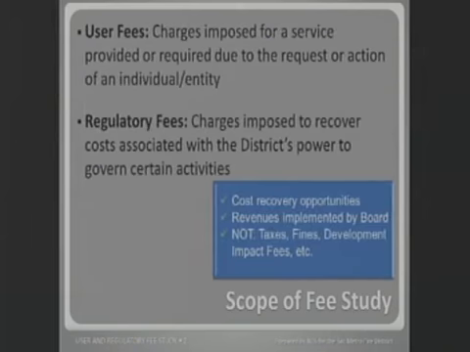There is a difference between a user fee and a regulatory fee. A user fee is a charge imposed for a service provided or required due to the request or action of an individual or entity. It's a voluntary service, and a regulatory fee usually has some type of enabling legislation or requirement behind it that requires action of the district to regulate an activity.